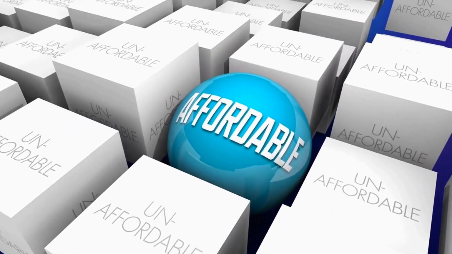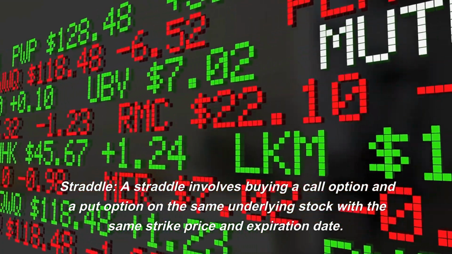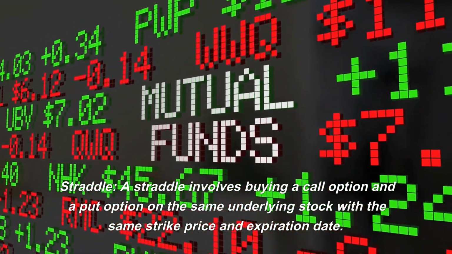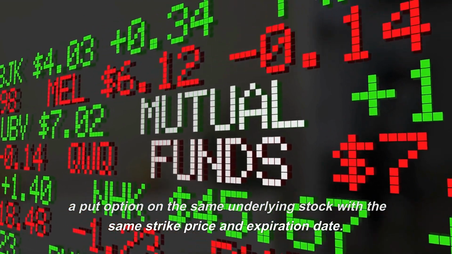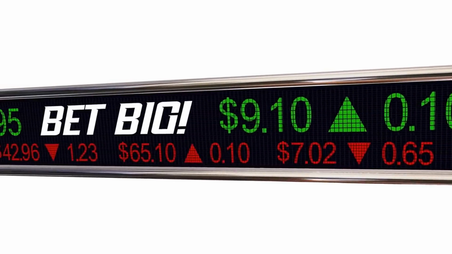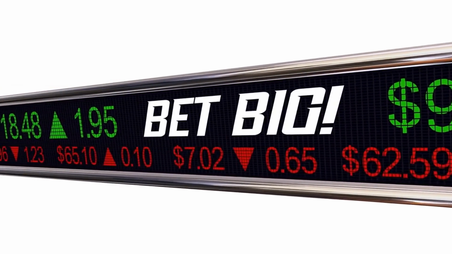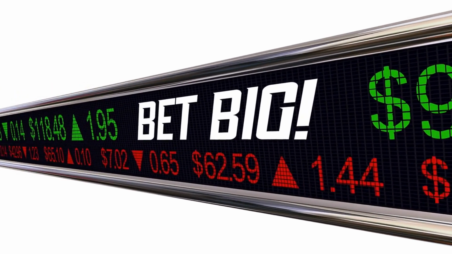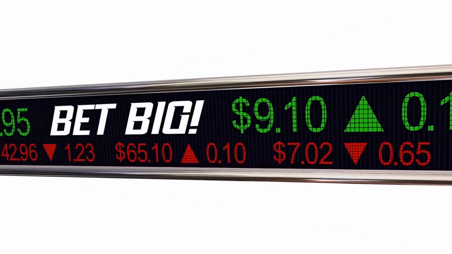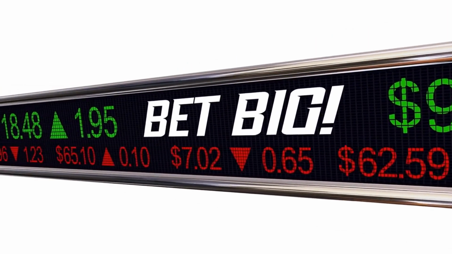Straddle. A straddle involves buying a call option and a put option on the same underlying stock with the same strike price and expiration date. This strategy allows the trader to profit from a significant move in the stock price in either direction, but also carries the risk of potentially unlimited losses if the stock price does not move significantly.